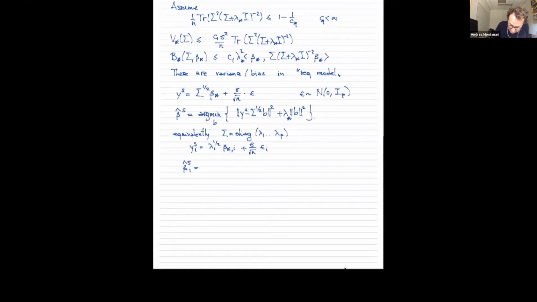The ridge problem decouples, so beta hat i is the argmin over b in R of (y_i minus lambda_i to the 1/2 times b_i) squared plus lambda star b_i squared. And you can solve this; I think the solution is lambda_i to the 1/2 over (lambda star plus lambda_i), if I remember correctly.